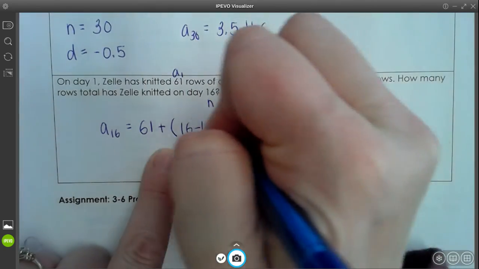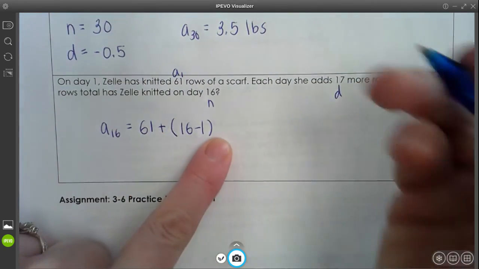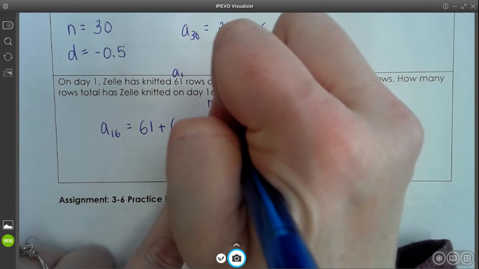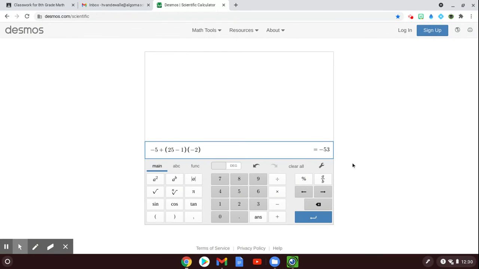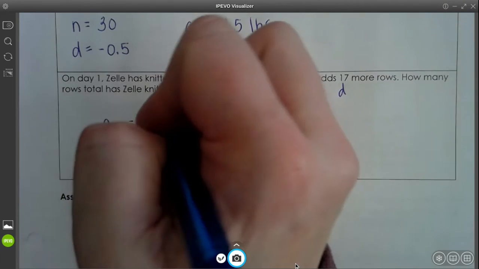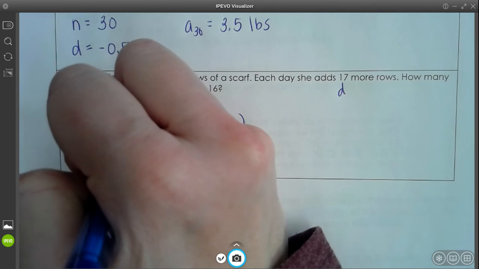Okay, and I'll go ahead and do this one on Desmos. So 61 plus parentheses 16 minus 1 times 17 is 316. So by that last day, the 16th day, she has knitted 316 rows. Okay, please let me know if you have any questions on arithmetic sequences.